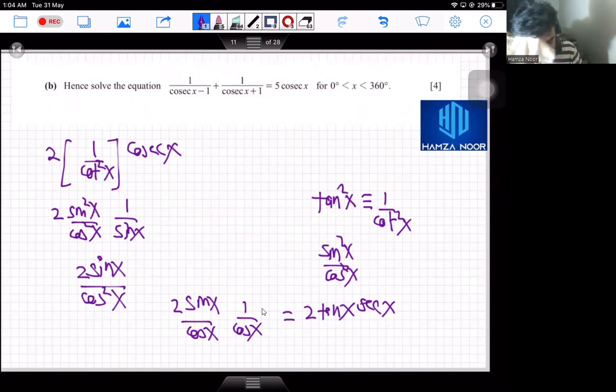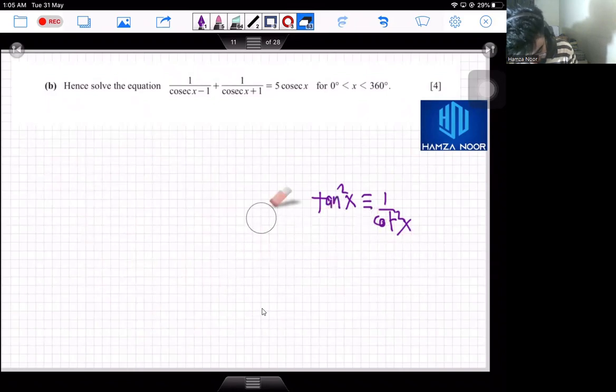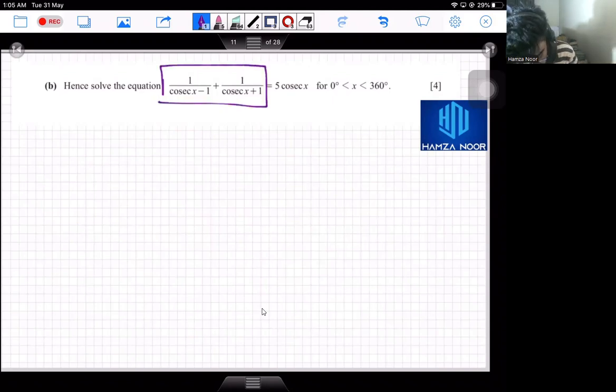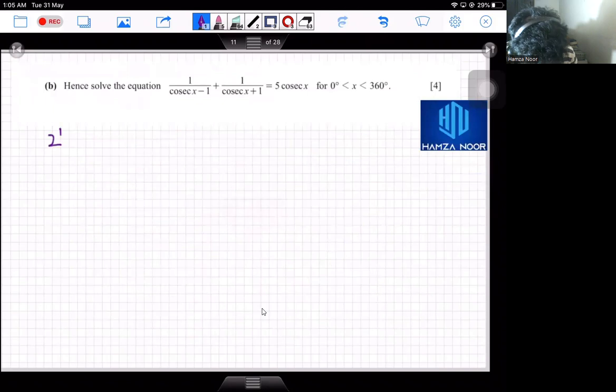Now we have the next part. In part B, hence solve the equation 1 over cosec x minus 1 plus 1 over cosec x plus 1 is equal to 5 cosec x, and the interval for x is greater than 0, less than 360 degrees. All right, so the first thing, in place of these two fractions, we can write 2 tan x multiplied by sec x.